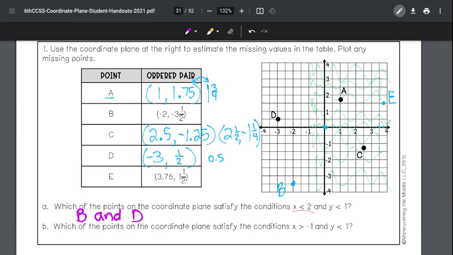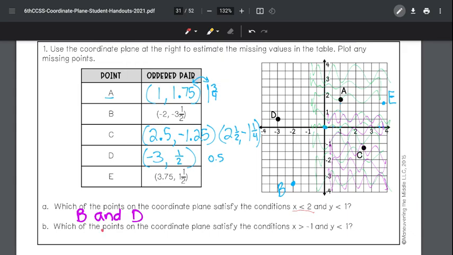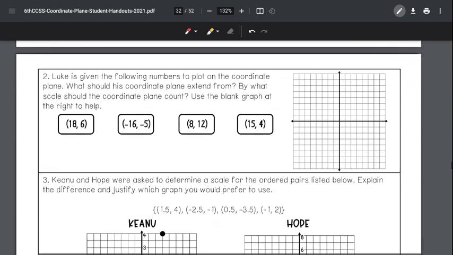And where y is less than 1. So y has to be smaller than 1. So that's going to be in this area. So we have to find the point where it's green and purple. And you should see that it's only 1 point. It's point C. Everybody put a C. Alright, moving on. Flip the paper.